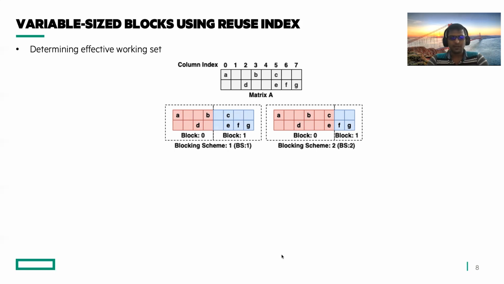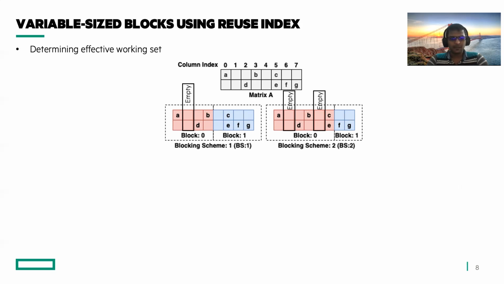The problem with this approach is that we would be bringing in unnecessary elements from vector X. For example, in block 0 in this scheme, column 1 doesn't have any non-zero elements, and hence bringing in the corresponding element from the vector X is not necessary and it is inefficient. In blocking scheme 2, we have identified this issue and correctly avoided column 1 and column 4, and then bring in the next usable column, which is column 5, and its corresponding elements from the dense vector X.